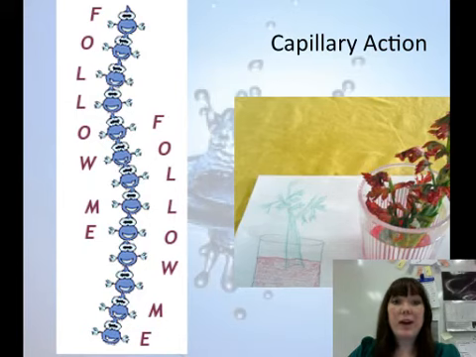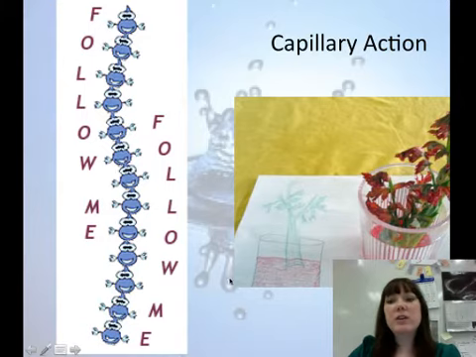We also see capillary action if you've ever done a little experiment maybe in elementary school where you take a flower or you take celery and put it into colored water, and eventually you see that colored water being sucked up through the celery, and you can see the leaves here are colored.